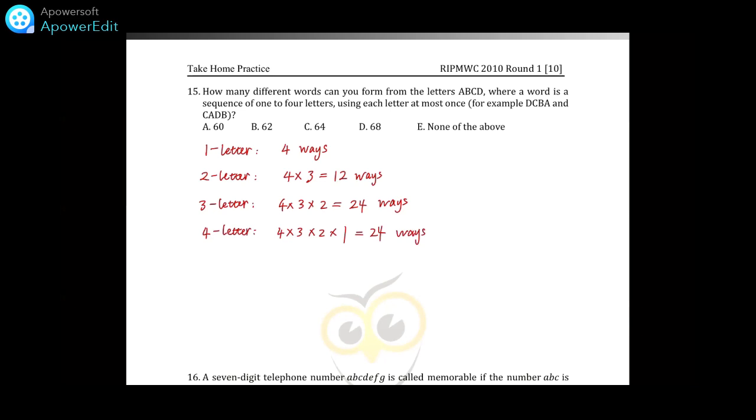So we add them together: 4 plus 12 plus 24 plus 24. Total is 64. Then we choose option C.